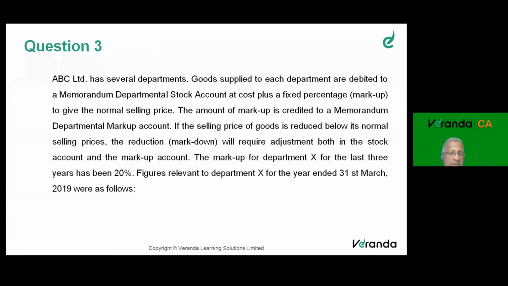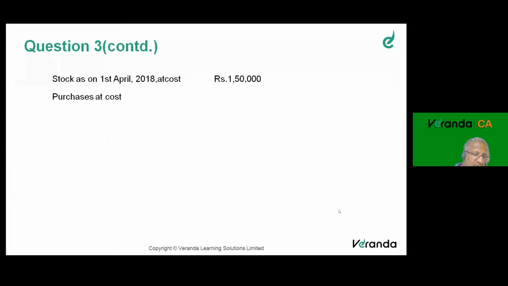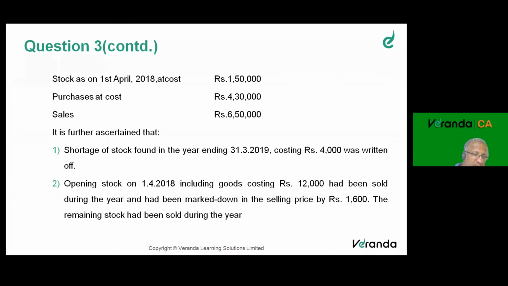The markup for department X for the last 3 years has been 20%. The relevant data for the year ending 31st of March 19 were as follows: opening stock, purchases and sales 6,40,000. It is further ascertained that shortage of stock found in the year ending 31/3/19, costing rupees 4,000, was written off.